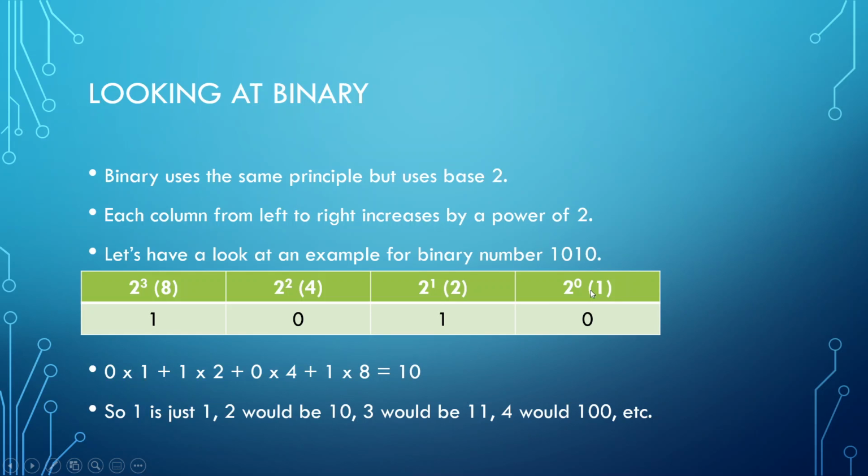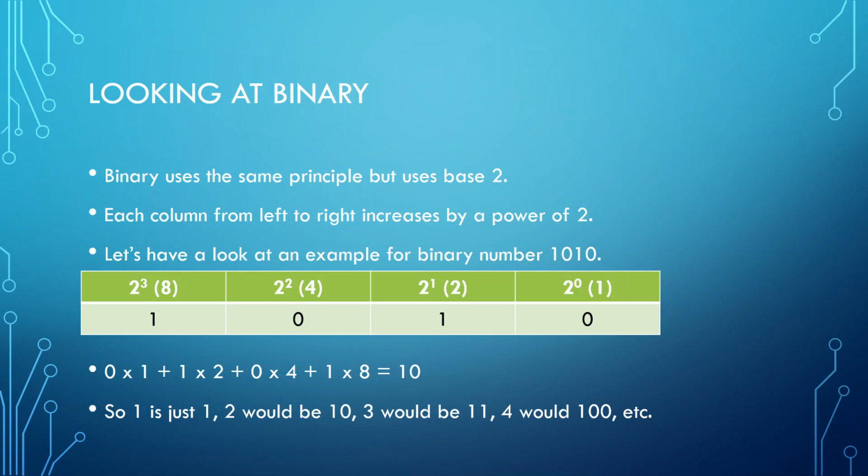So all we're literally doing is taking the value, the 0 or the 1 over here, and multiplying it by the value of the base 2 within that column. So in this case, 0 times 1 is 0, 1 times 2 is 2, 0 times 4 is 0, 1 times 8 is 8.